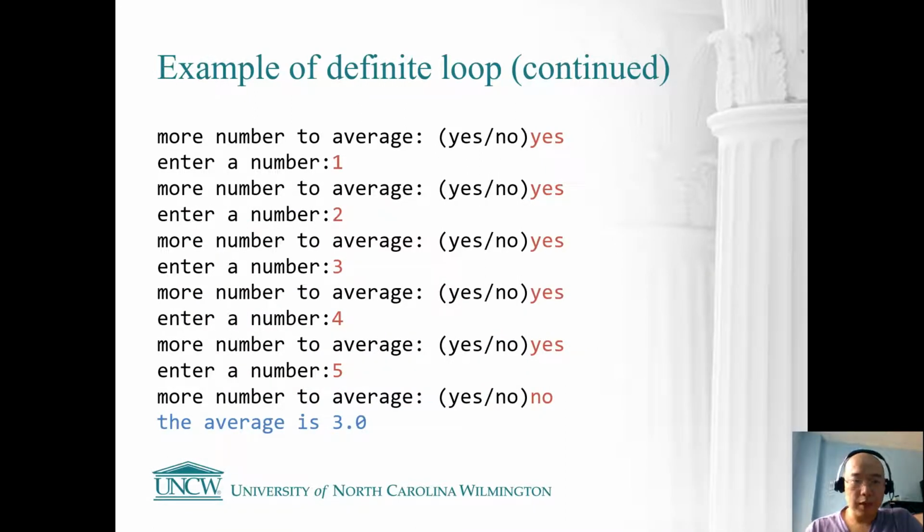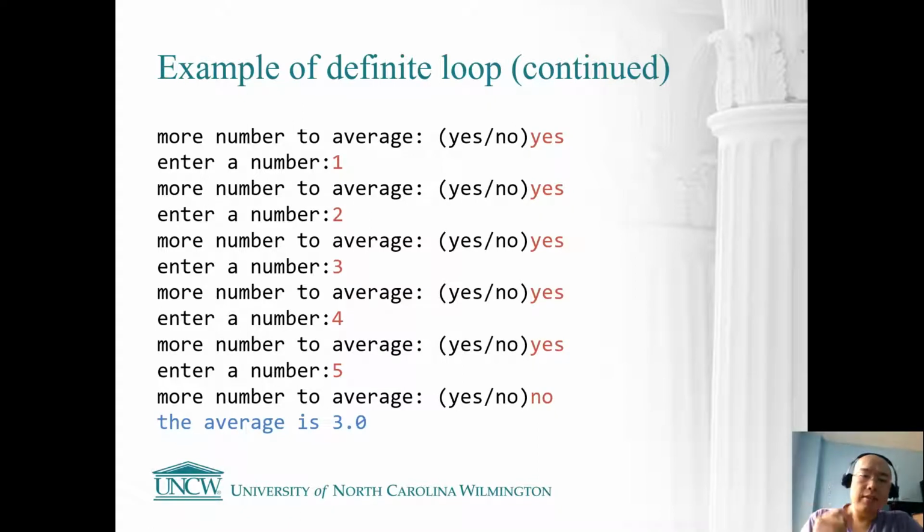Before I show you and talk to you about the code, let's see how this program works. The first thing is, we ask the user: more numbers to average, yes or no? If the user says yes, we give a prompt, say, enter a number. And after that, we ask again, do you have more numbers to average? So after each round, we just ask this question: do you have another number to give me? And the user will give us yes or no.